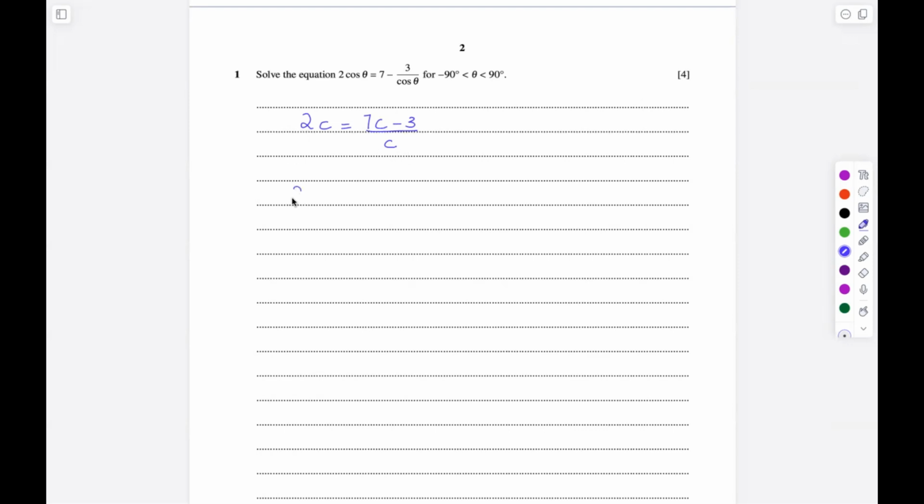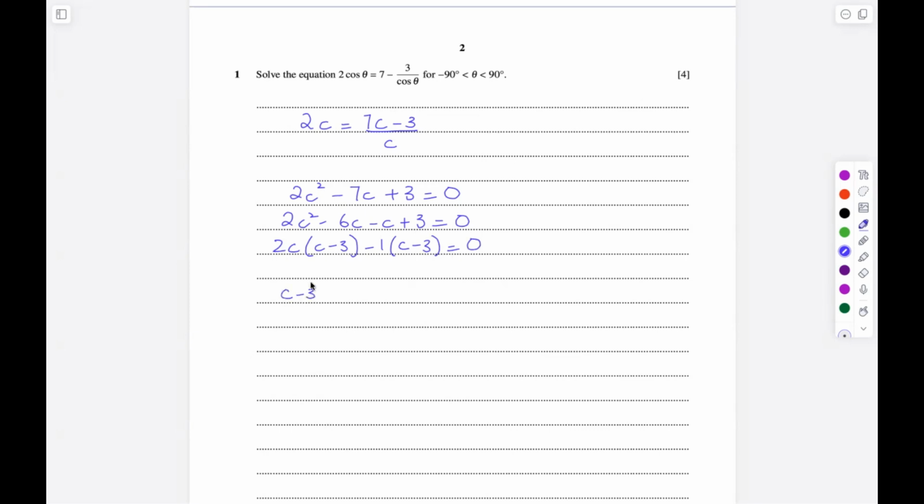Cross multiplying, this will become 2 cos squared, and then bringing the 7 cos to the left hand side, this will be minus 7 cos plus 3 equals 0. Factorizing this, we'll get 2 cos squared minus 6 cos minus cos plus 3 equals 0. Taking 2 cos common, this will become cos minus 3. And taking 1 common over here, this will become cos minus 3 equals 0.